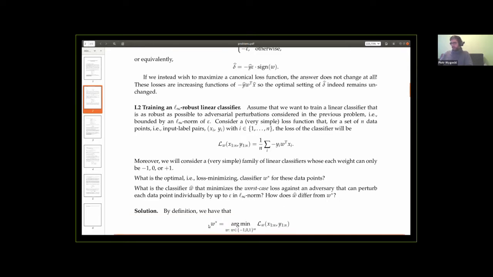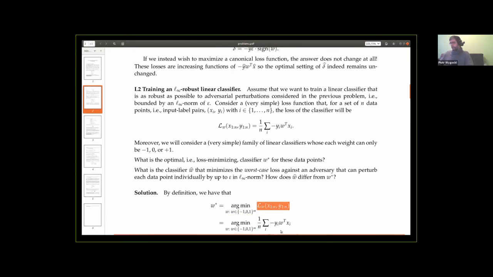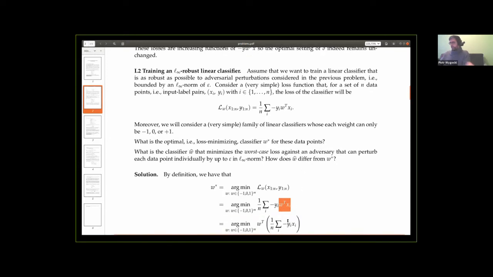So by definition, of course, let's first focus on just finding the optimal W in the standard way. By definition, we are looking for such W which minimizes our loss function, of course. So what is our loss function? Our loss function is defined like that. So we just, in the simplest way, penalize bad answers.